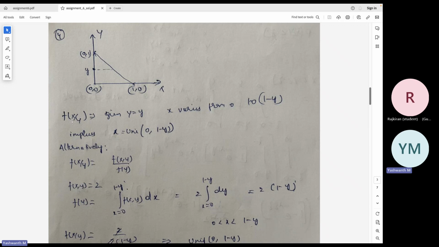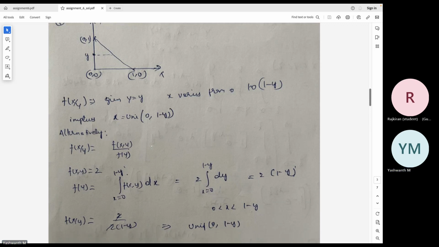And what they are saying is, given a value of y, how is x distributed? Let's say any value y between 0 and 1 you take. Since it is distributed uniformly within this triangle, and you condition on y, along this line it is uniformly distributed. What is this line? It is nothing but x plus y is equal to 1. So at what point can x go? x can go from 0 to 1 minus y. That's it. So it is uniformly distributed from 0 to 1 minus y.